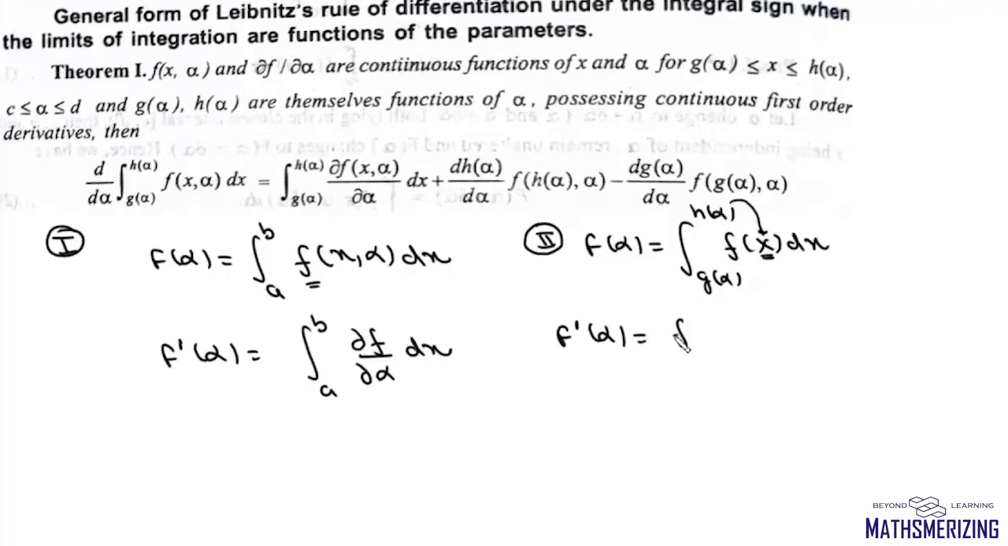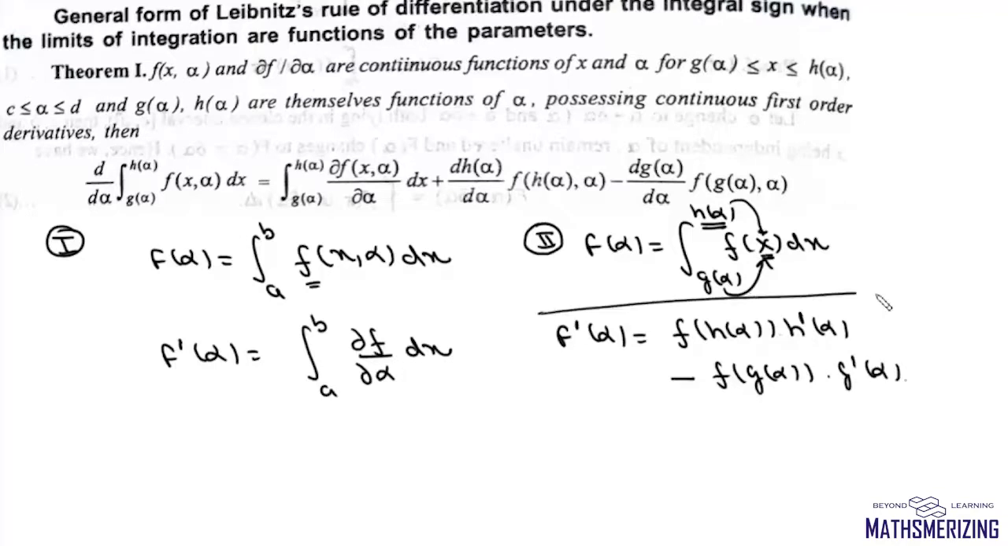So it'll be f(h(alpha)) into the derivative of the upper limit, so it'll be h'(alpha), and then minus, now we'll put the lower limit. So it'll be f(g(alpha)) into g'(alpha). So that is the second form of the Newton-Leibniz formula.